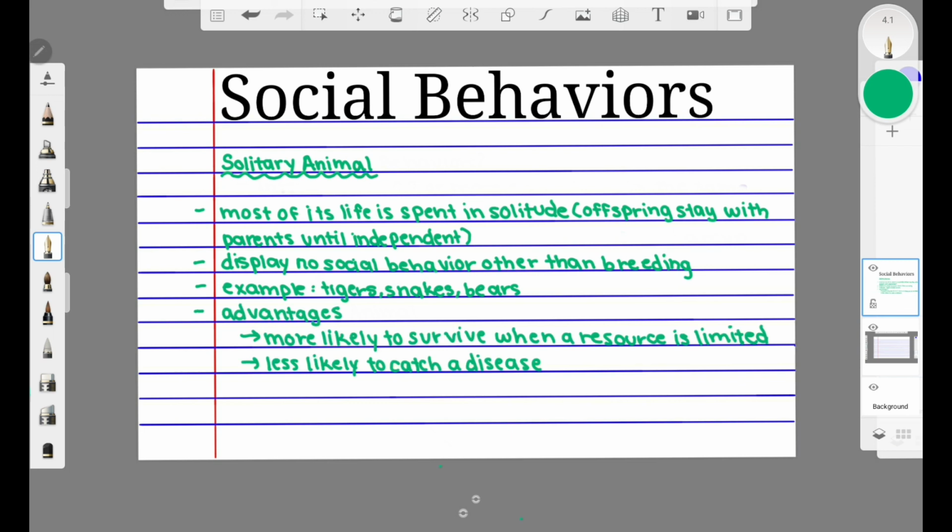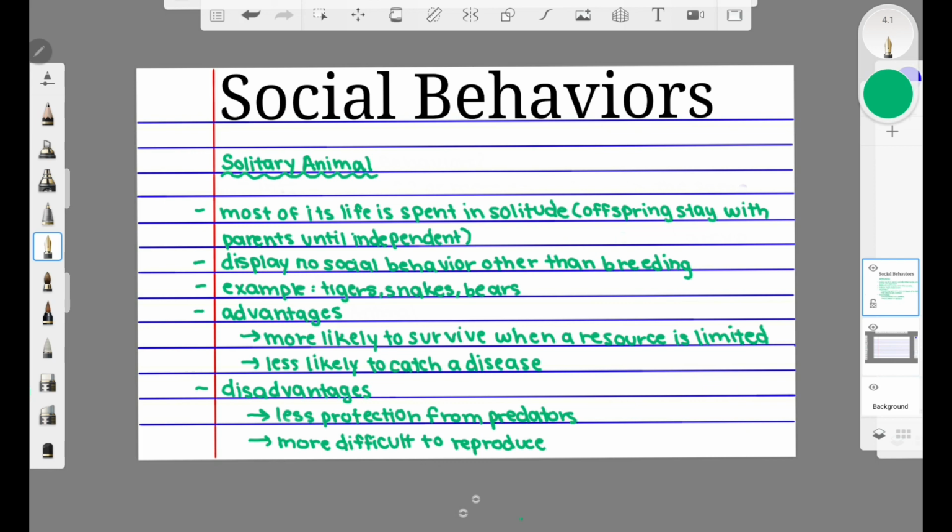Some advantages of the solitary animal is that if a resource becomes limited, it is more likely to survive because it doesn't have to worry about feeding anybody but itself. So there won't be any competition or anything where it has to share its food. It gets that entire resource to itself. And it's also less likely to catch a disease if it doesn't interact with species and it doesn't live in a very crowded, compact area full of many different animals.